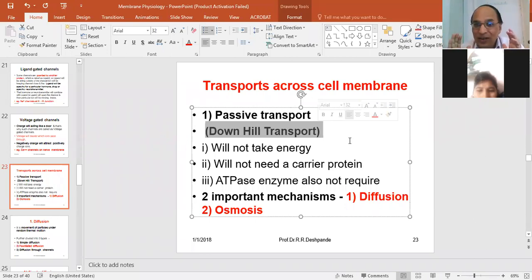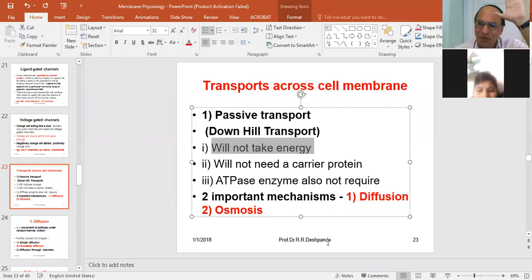Do you understand? So passive means coming from up to down, getting down from the hill, getting down from the stairs. Getting down from the hill is easy. Remember, that's why it is called passive transport. This will not require much energy. No energy, automatic. Will not need a carrier protein.